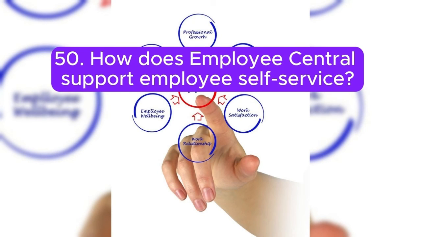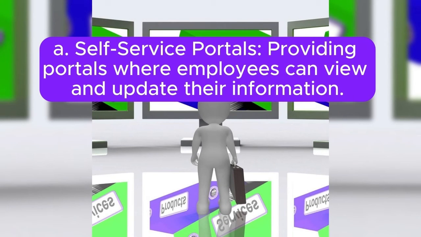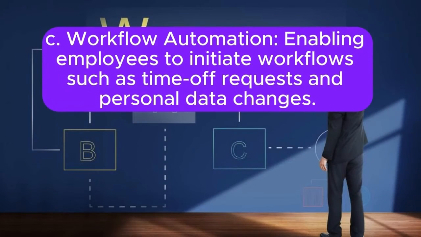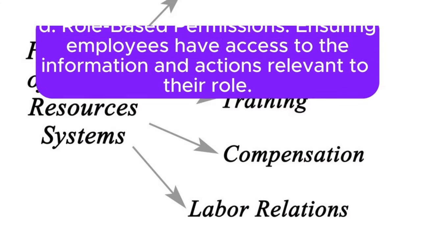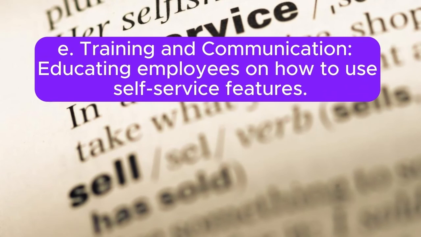50. How does Employee Central support employee self-service? Answer. Employee Central supports employee self-service through A. Self-service portals, providing portals where employees can view and update their information. B. Mobile access, offering a mobile app for on-the-go access to HR data and processes. C. Workflow automation, enabling employees to initiate workflows such as time-off requests and personal data changes. D. Role-based permissions, ensuring employees have access to the information and actions relevant to their role. E. Training and communication, educating employees on how to use self-service features.